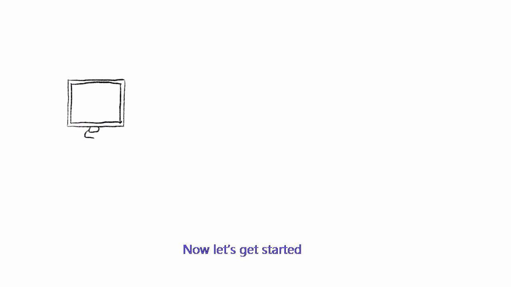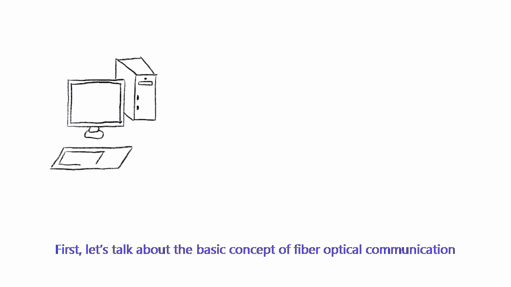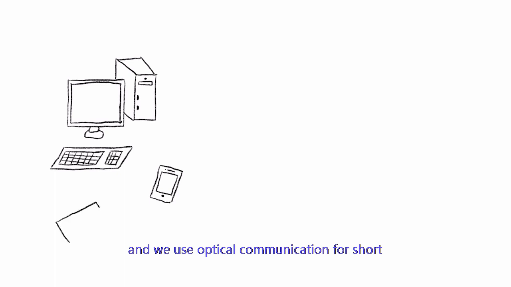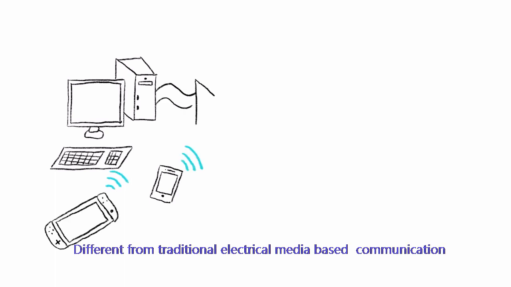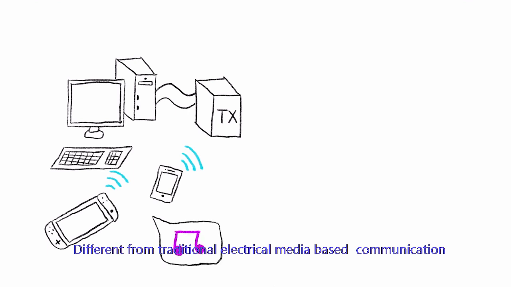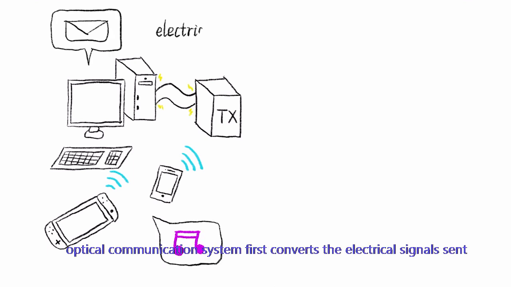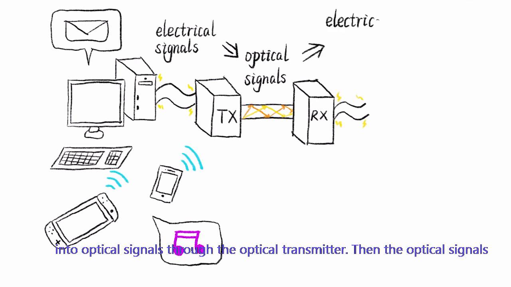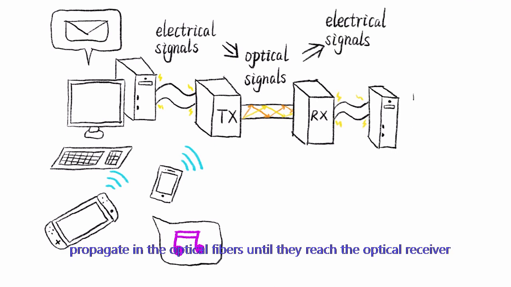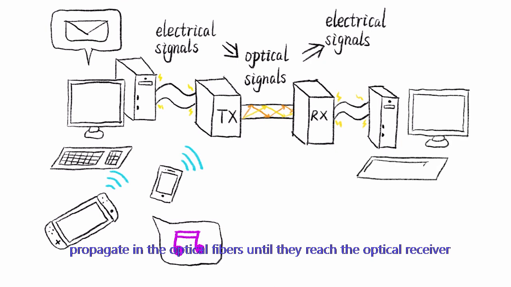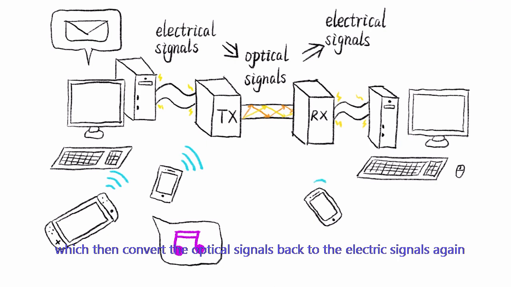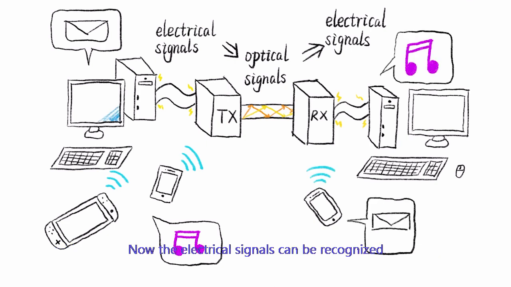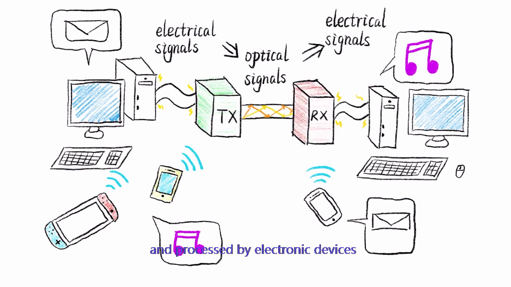Now, let's get started. First, let's talk about the basic concept of fiber optical communication, and we use optical communication for short. Different from traditional electrical media-based communication, an optical communication system first converts the electrical signals sent by electronic devices such as our computers and smartphones into optical signals through the optical transmitter. Then the optical signals propagate in the optical fibers until they reach the optical receiver, which then converts the optical signals back to electrical signals again. Now the electrical signals can be recognized and processed by the electronic devices.